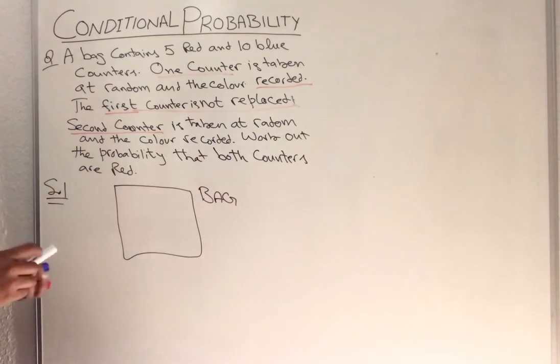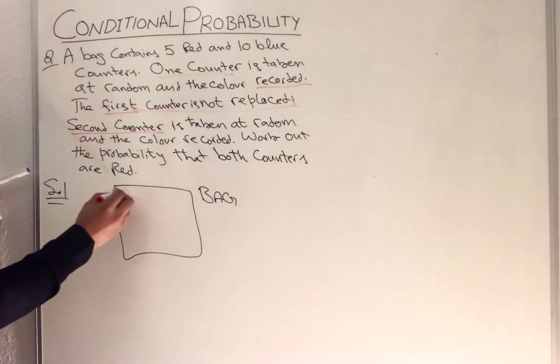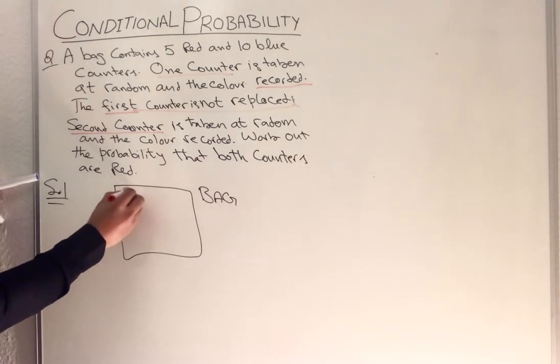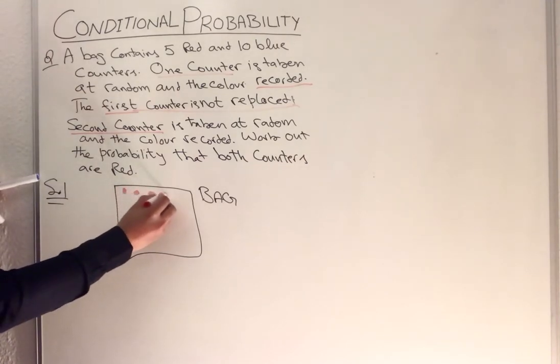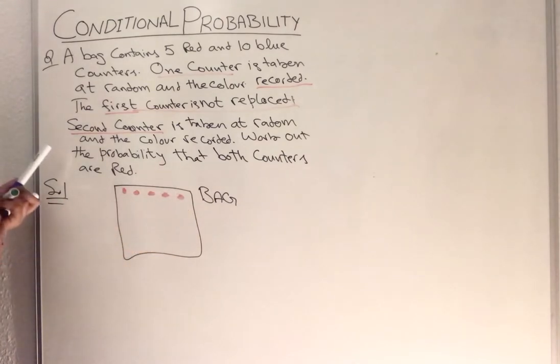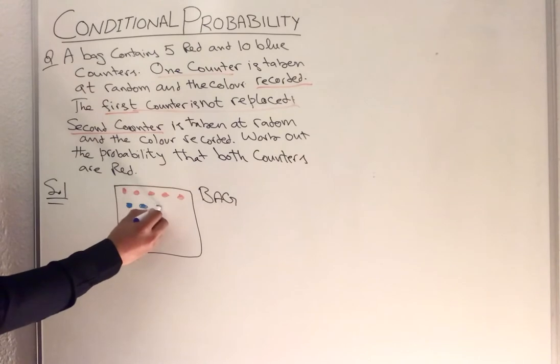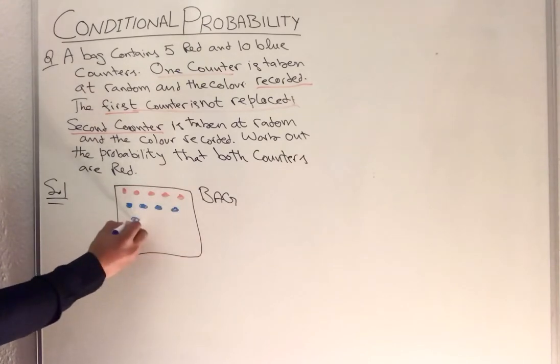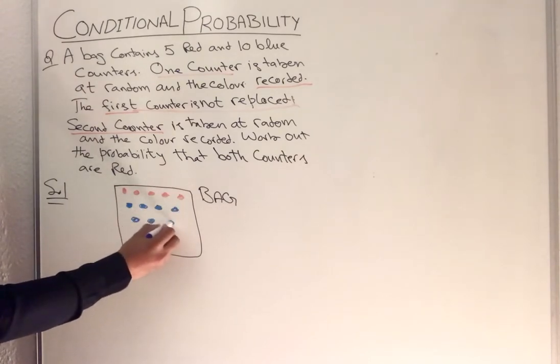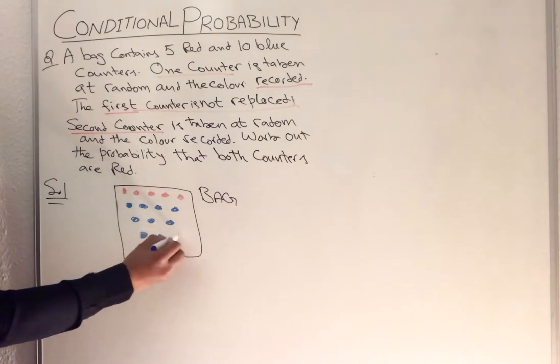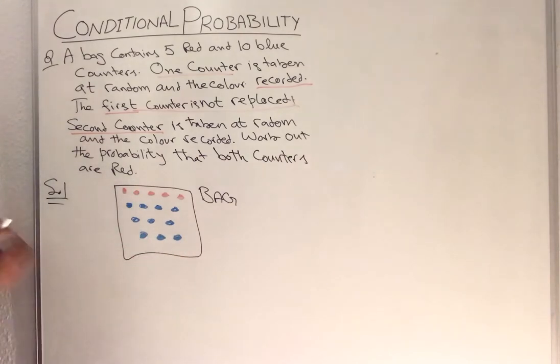So this has 5 red and 10 blue counters in there. So this is 1, 2, 3, 4, 5. How many blues are there? 1, 2, 3, 4, 5, 6, 7, 8, 9, 10. So these are our total counters in a bag. So how many total counters in a bag?